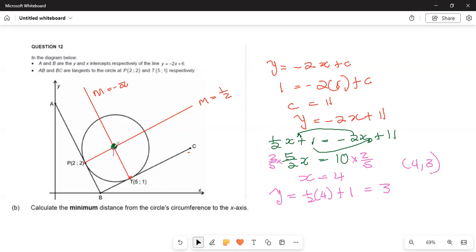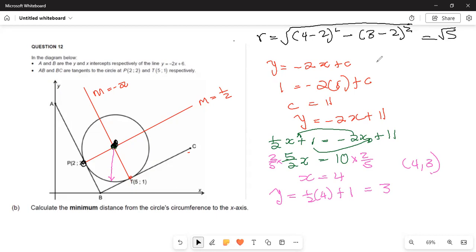We want to now calculate our radius. So the radius would then be the distance, and let's say the distance between that point over there and P. So that would be a change in x, squared, plus a change in y, squared, and that would give us the square root of 5. So that is our radius.